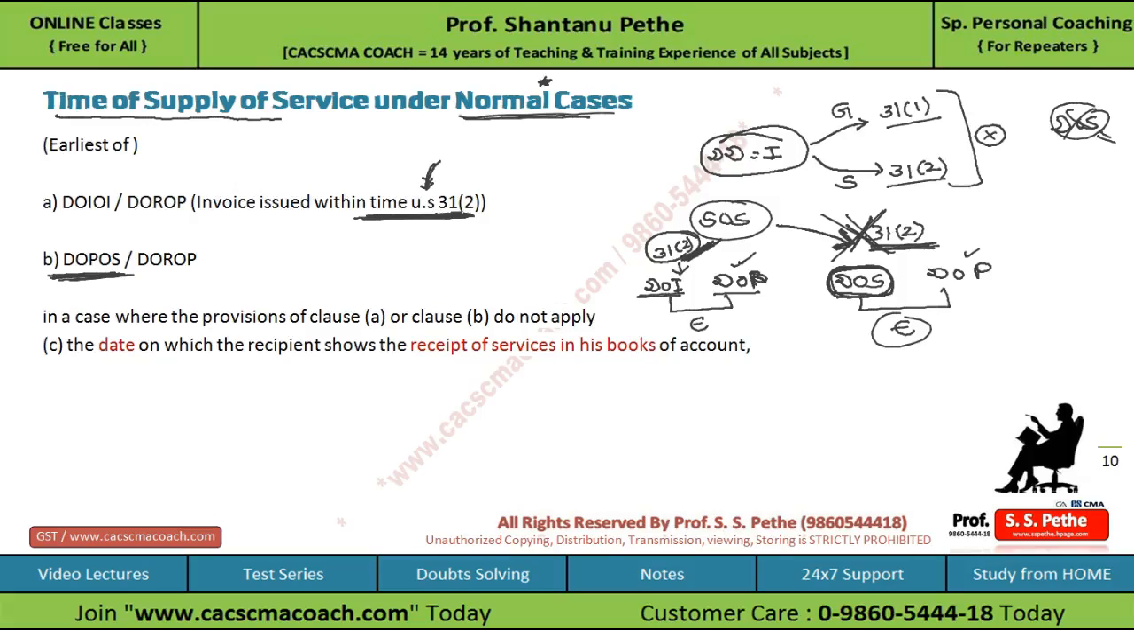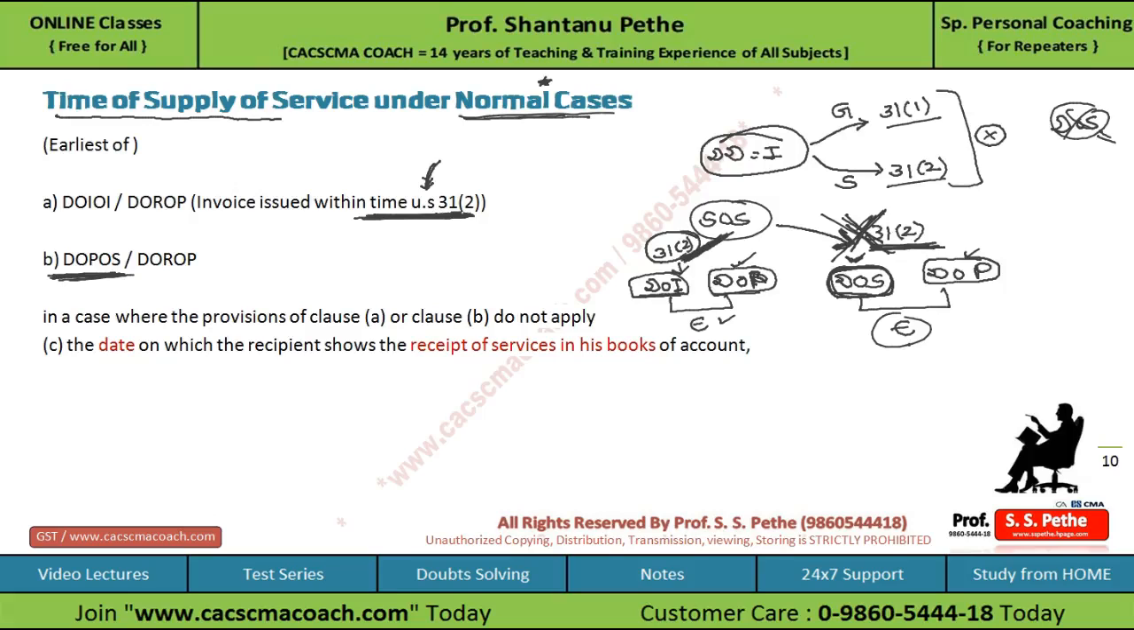So in short, if the invoice is issued within the time limit, then you have to compare the date of payment with the date of invoice, whichever is earlier will be the time of supply of service. If the invoice is not issued within the time limit, then you have to compare the date of payment with the date of service, that is the date of provision of service. Whichever is earlier will be treated as the time of supply of service.